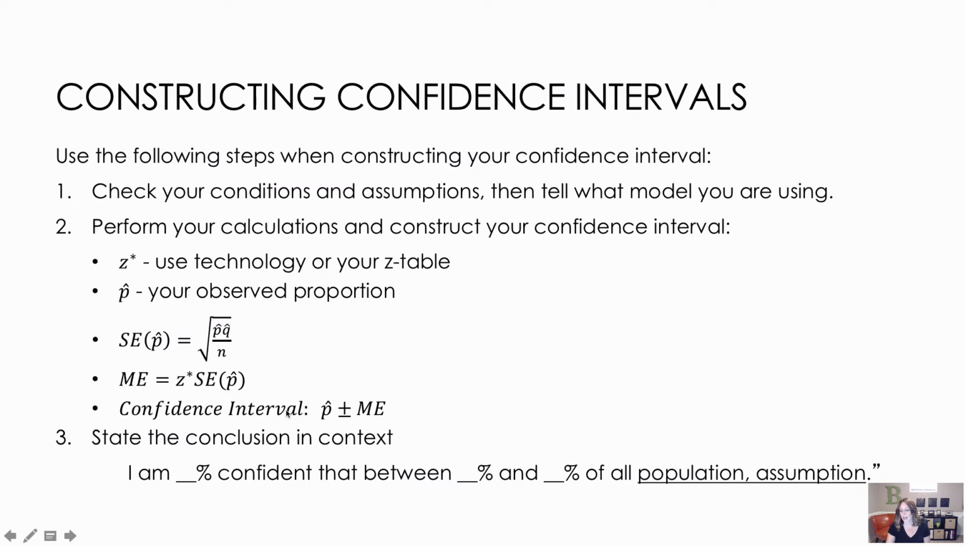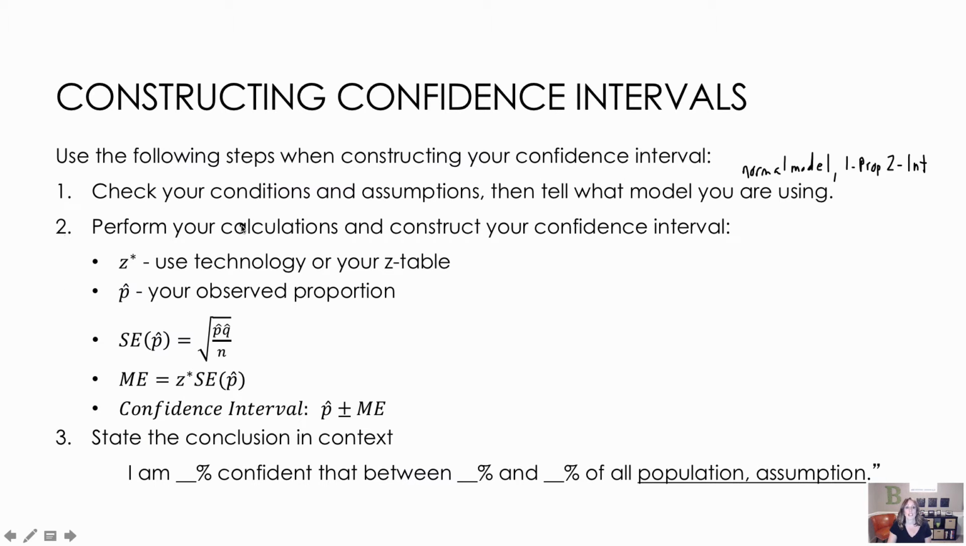And here are the steps. We're going to check our conditions, and then of course we're going to tell what model we're using. Right now for proportions, we're going to be using the normal model, and we should also say the test that we're going to use. The test I'm going to use here, or interval, is the one proportion z interval. So I'm going to use all of that in that first step.